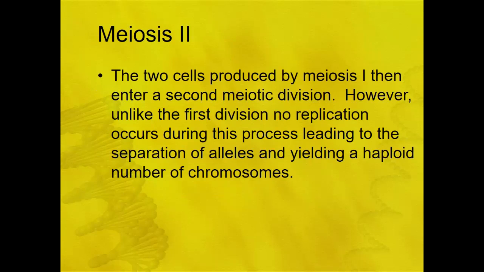And in this case, the 2 cells produced by meiosis I are going to go right into a second meiotic division. And here's the key. They go into that second meiotic division, but they do not go through interphase again. Let me repeat that. They do not go through interphase again. And as such, you don't duplicate the chromosomes again. All right, let's make a note of that right here.